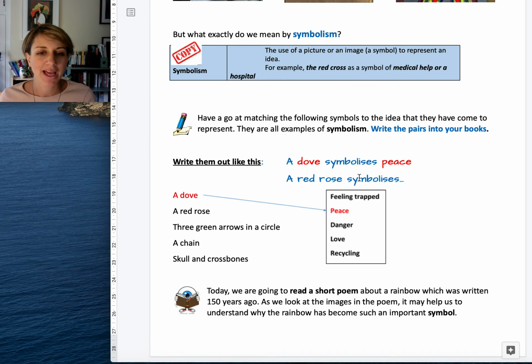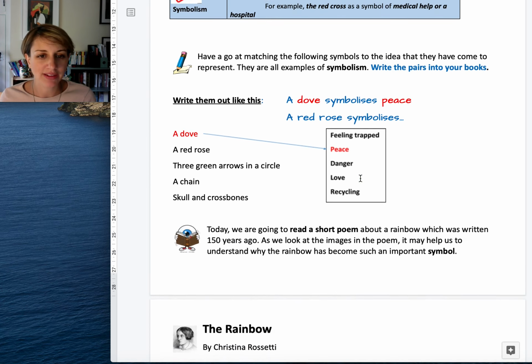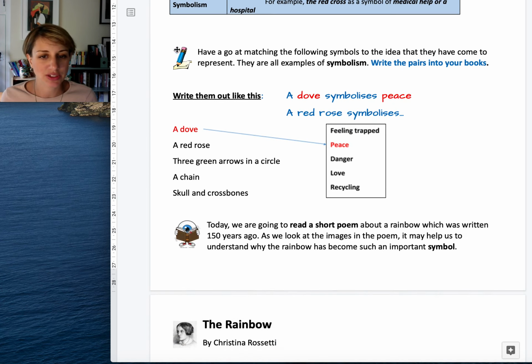Once you've copied that, you've got a little task to do, signified by the pencil. Have a go at matching the following symbols to the idea that they have come to represent. They are all examples of symbolism. Write the pairs into your books. You write them out like this. A dove symbolises peace. A red rose symbolises, okay?